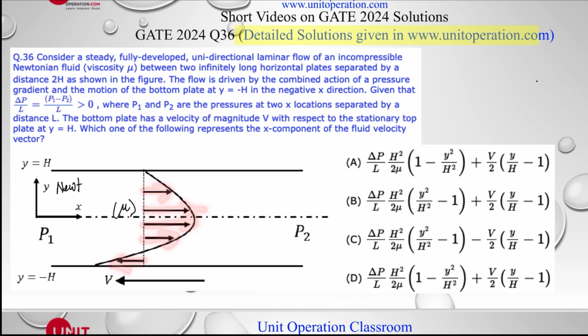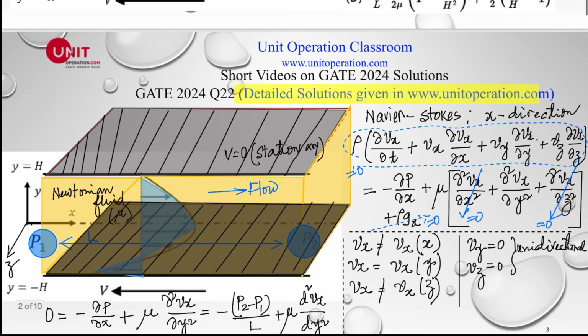In the case of laminar flow, we have to find out which one of the following equations represents the x component of the fluid velocity vector. This is my x, this is my y, and this direction is z. Let us take a better look at the situation. This is my top plate and this is my bottom plate. This is pressure P1, this is pressure P2. The fluid is flowing in this direction, and this is a Newtonian fluid.